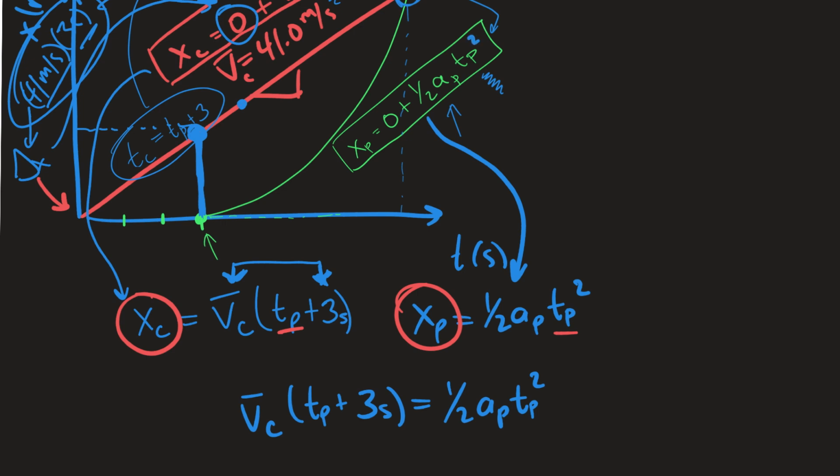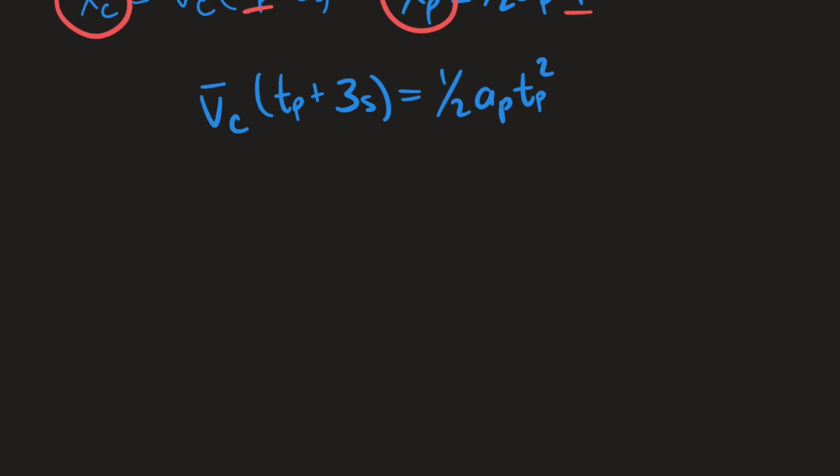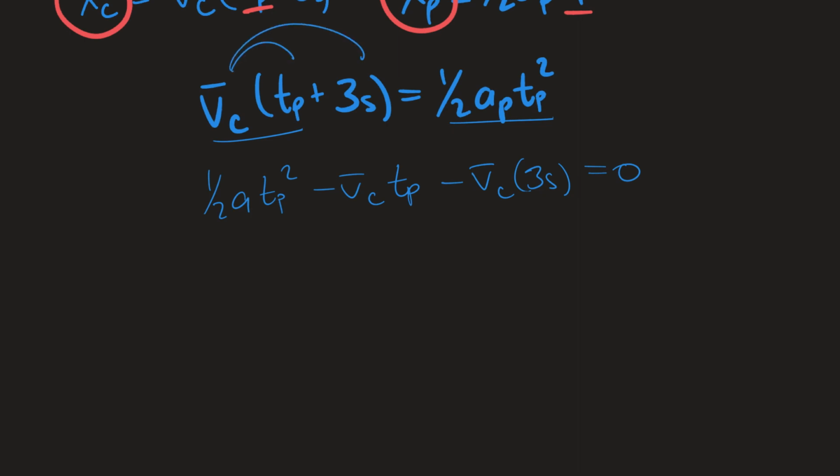All right, so this is going to be a quadratic equation, which is pretty annoying, but it's not the end of the world. So I'm going to rearrange this before I put values in it. So I'm going to get 1/2 A TP squared. Now this is going to be moved to the other side, minus V bar C times TP plus V bar C times 3 seconds. Is that a plus? No, it got moved to the other side, so that's a minus, equals 0. Sorry, I did distributing and then brought it over to the other side of the equation.